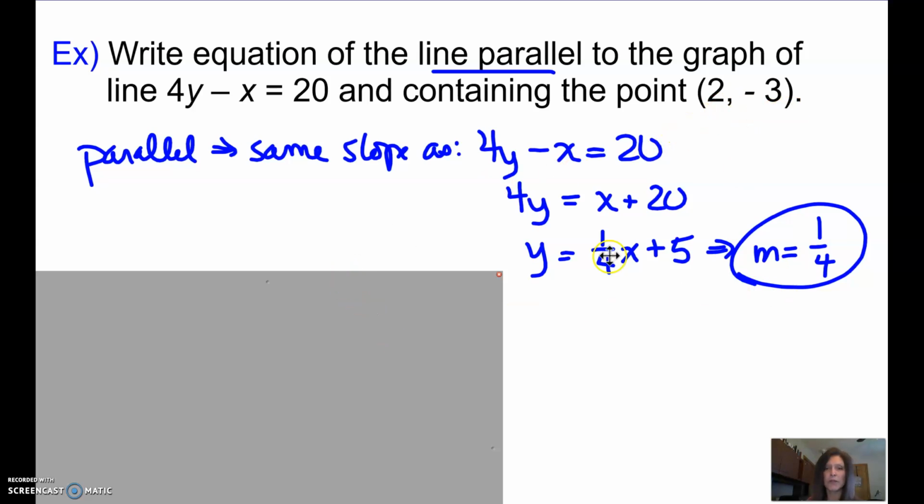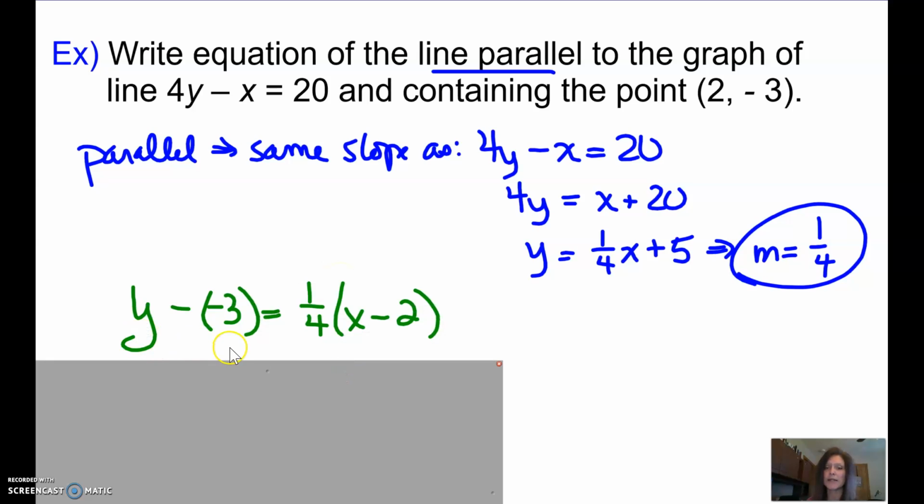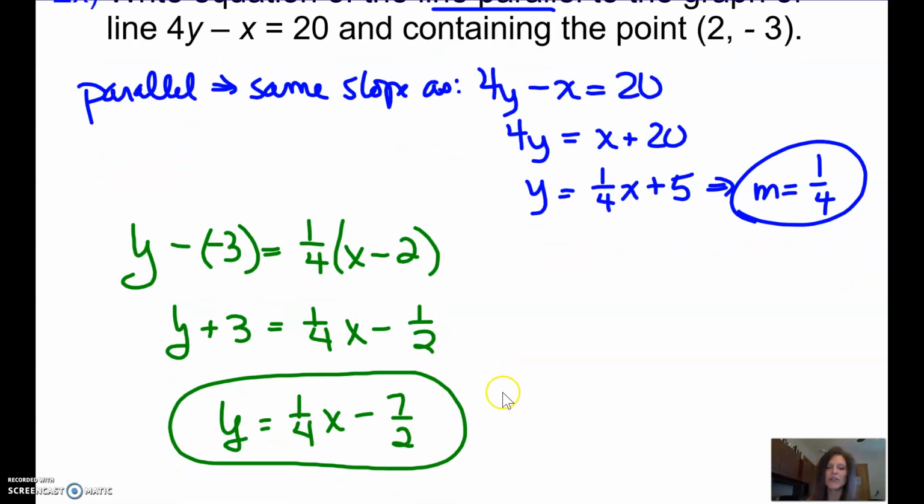We have the point given, so we're going to use our point-slope form and say y minus my given y is equal to my slope times x minus the given x. Simplifying and doing a little bit of algebra here, we are going to find the equation of the line is y equals 1/4 x minus 7/2.